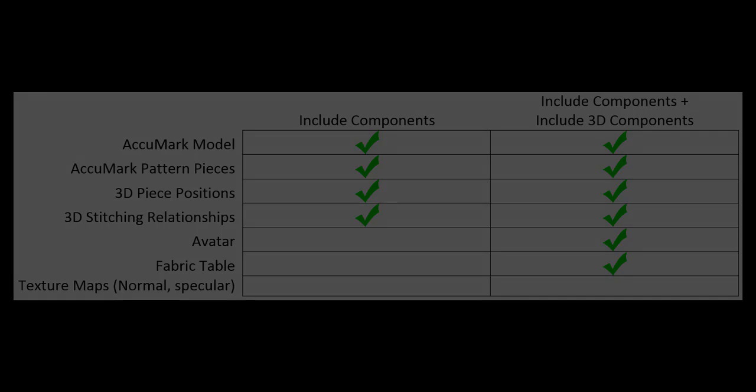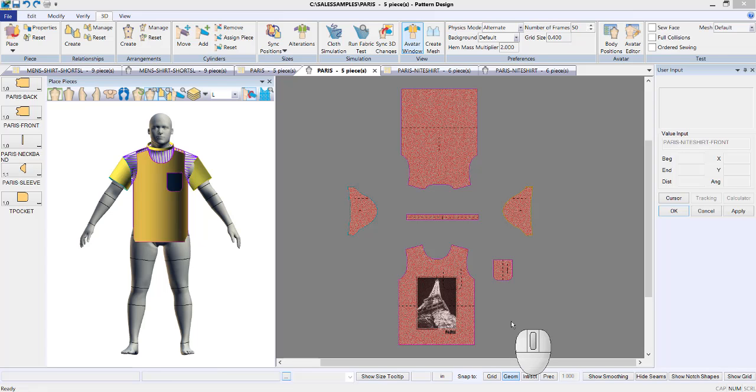If for some reason you don't have the right avatar or the correct fabric table, AccuMark 3D will let you know. It'll say, hey, we don't have the fabric table for this style, at which point they can send you a new fabric table. So I meant to include that in part 1 and I did not, so now there you have it. There have been changes to export zip and include 3D components.